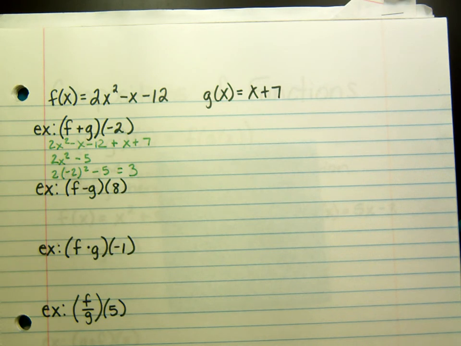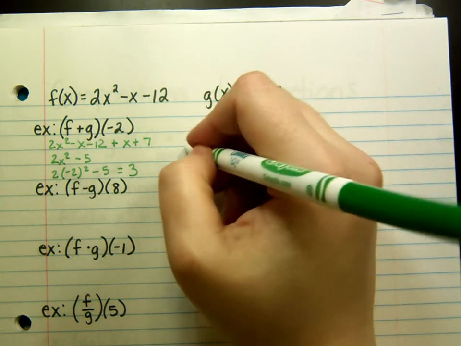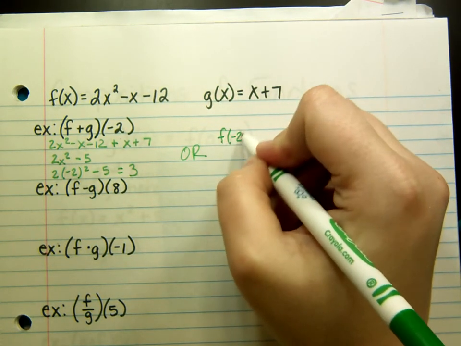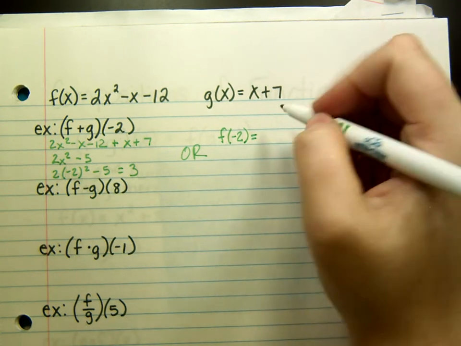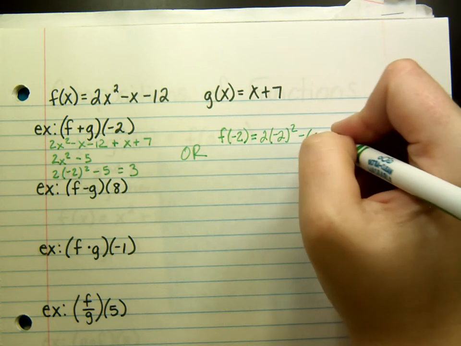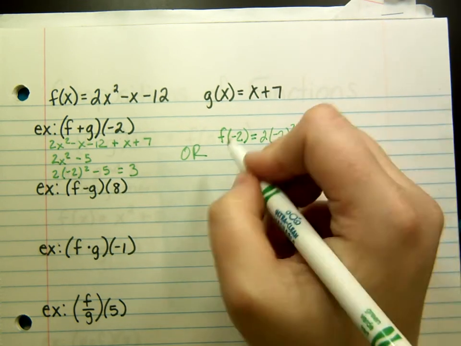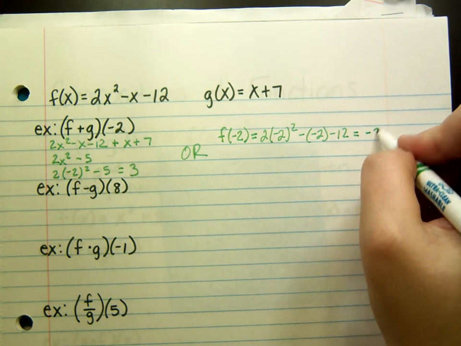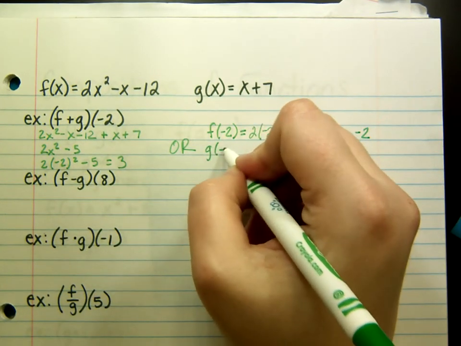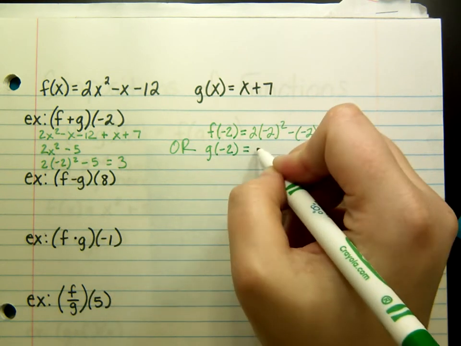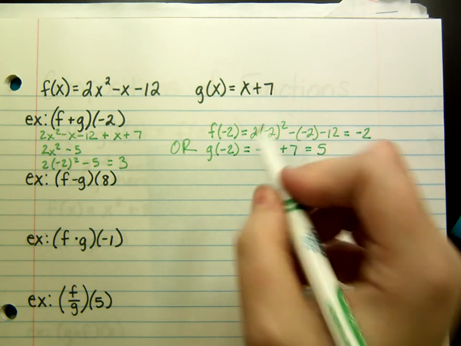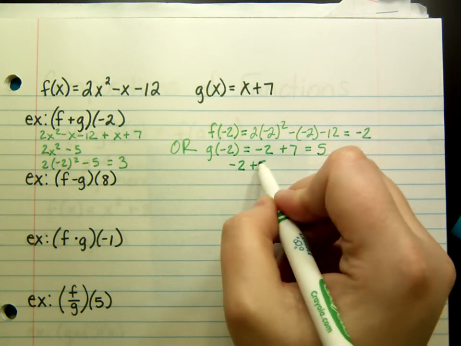You can also do it this way. Plug in negative 2 into f of x. We get 2 times negative 2 squared minus negative 2 minus 12. This part gives me negative 2. Then plug negative 2 into g of x, which would give me negative 2 plus 7, which is 5. And then add them together, negative 2 plus 5 gives me 3.